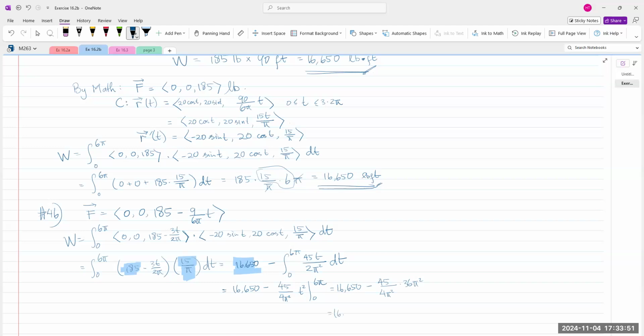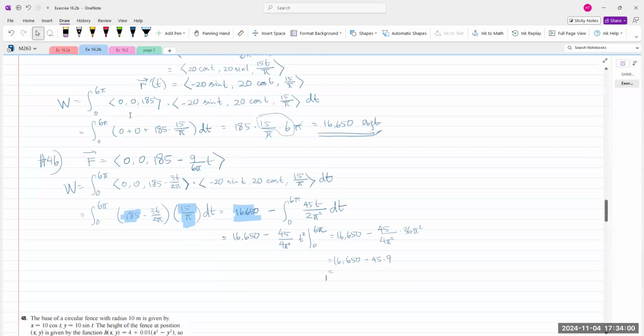So 16,650 minus 45 times 9. What is 45 times 9? 4 or 5? So we get 16,245 pound feet. Okay, this is for number 46.